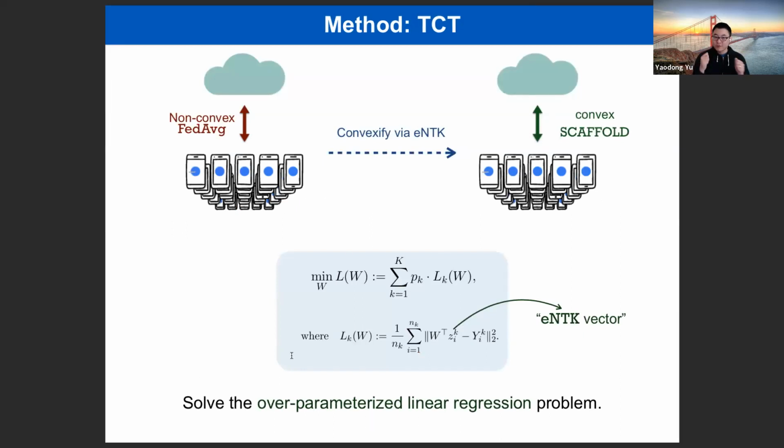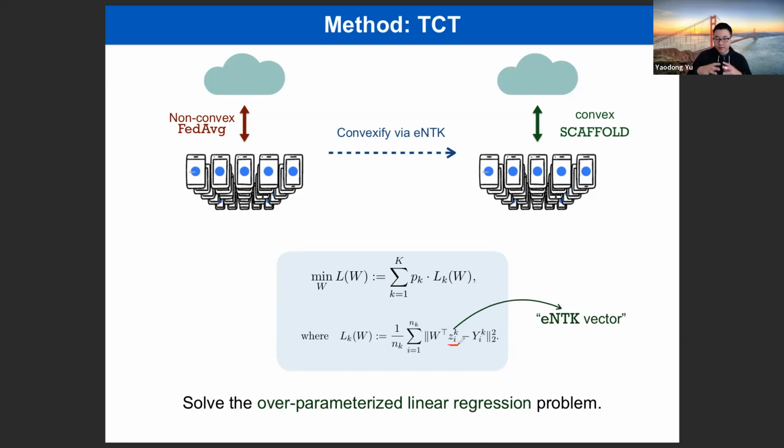After this very quick intro to how to compute ENTK, let's look into how to convexify the model through this ENTK representation. Actually, it's very simple. After we get this federated averaging optimized network, we have those parameters, and with those parameters, for each data point from every client, we can obtain the ENTK features.